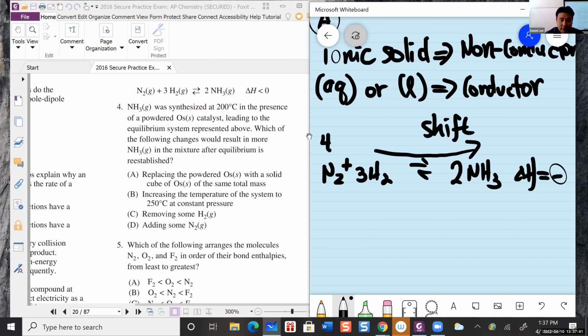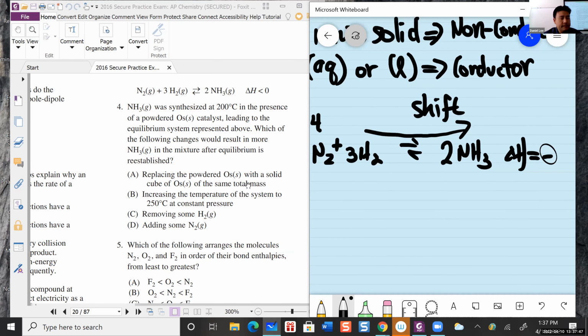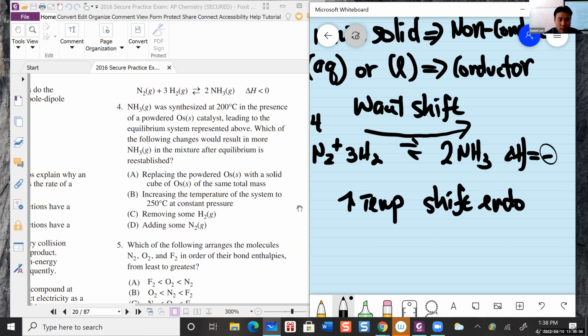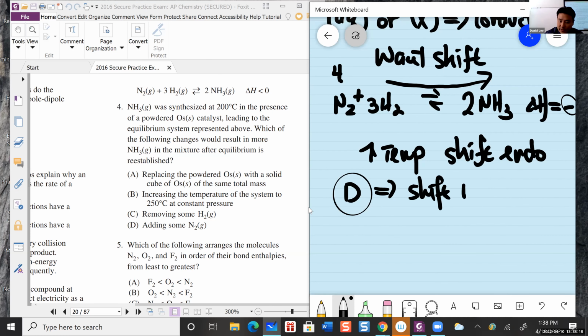So it's exothermic. If you look at A, replace powdered catalyst with a cube. A catalyst is not going to shift equilibrium. A catalyst does not shift equilibrium left or right. B, increase temperature. You always shift toward the endothermic side, and endo is left. You want to shift to the right. Nope, so B is not going to work. And the answer is D. If you add nitrogen, it will shift to the other side, so adding nitrogen will shift to the right. That's the answer. Shifting to the right will produce more ammonia. That's what you want. If you want more ammonia in the mixture, you have to push to the right.